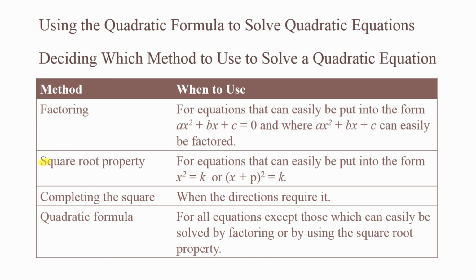The square root property: use for equations that can easily be put into the form x squared equals k or (x plus p) squared equals k. Completing the square: use when the directions require it. Quadratic formula: use for all equations except those which can be easily solved by factoring or by using the square root property.